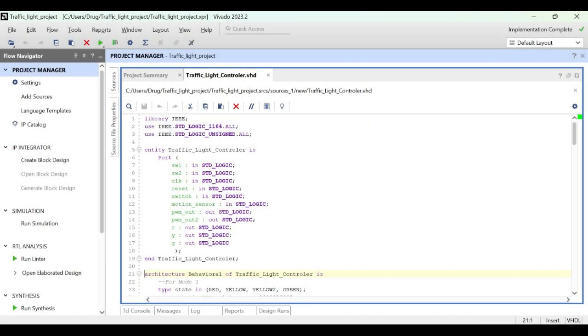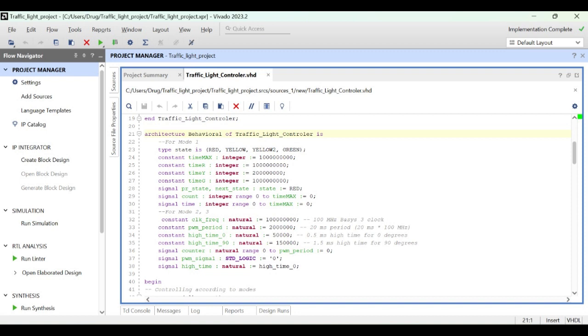Finally, I will explain my code for this project. In my code, first I take the inputs SW1 and SW2 for swapping between modes. I also take clock, switch and motion sensor inputs to control the second and the third modes of my design. The outputs PWM out and PWM out 2 are signals for the servo motors which I use in my design, and the outputs R, Y and G respectively control the red, yellow and green LEDs.